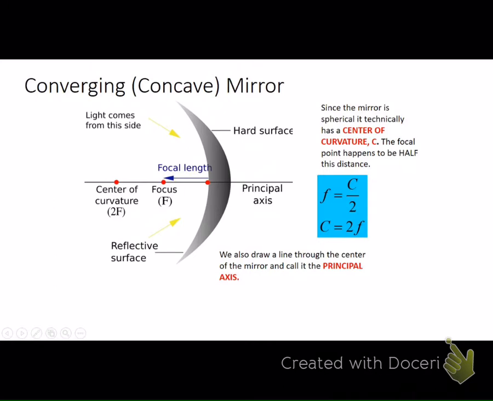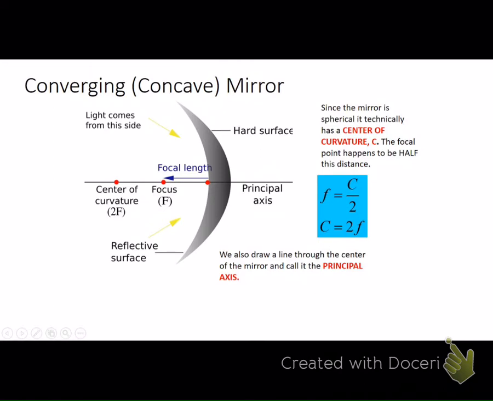And very importantly, we have this thing called the principal axis. I'm circling it now with my cursor. This is a line directly through the middle, through the center of curvature, and through the very center of the surface of the mirror. Okay, so we're going to do everything in reference to that principal axis here. It's kind of like the normal that I showed you in reference to the law of reflection.